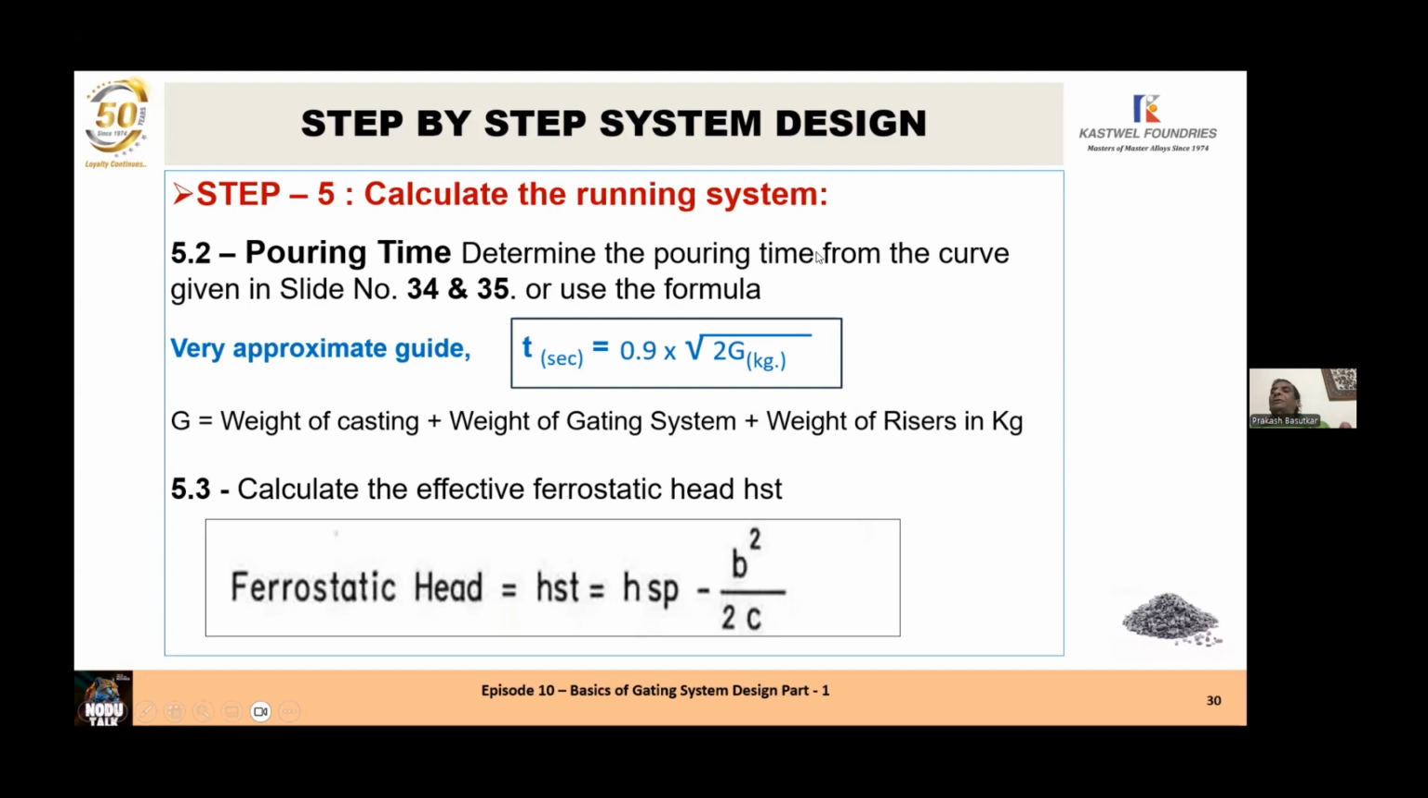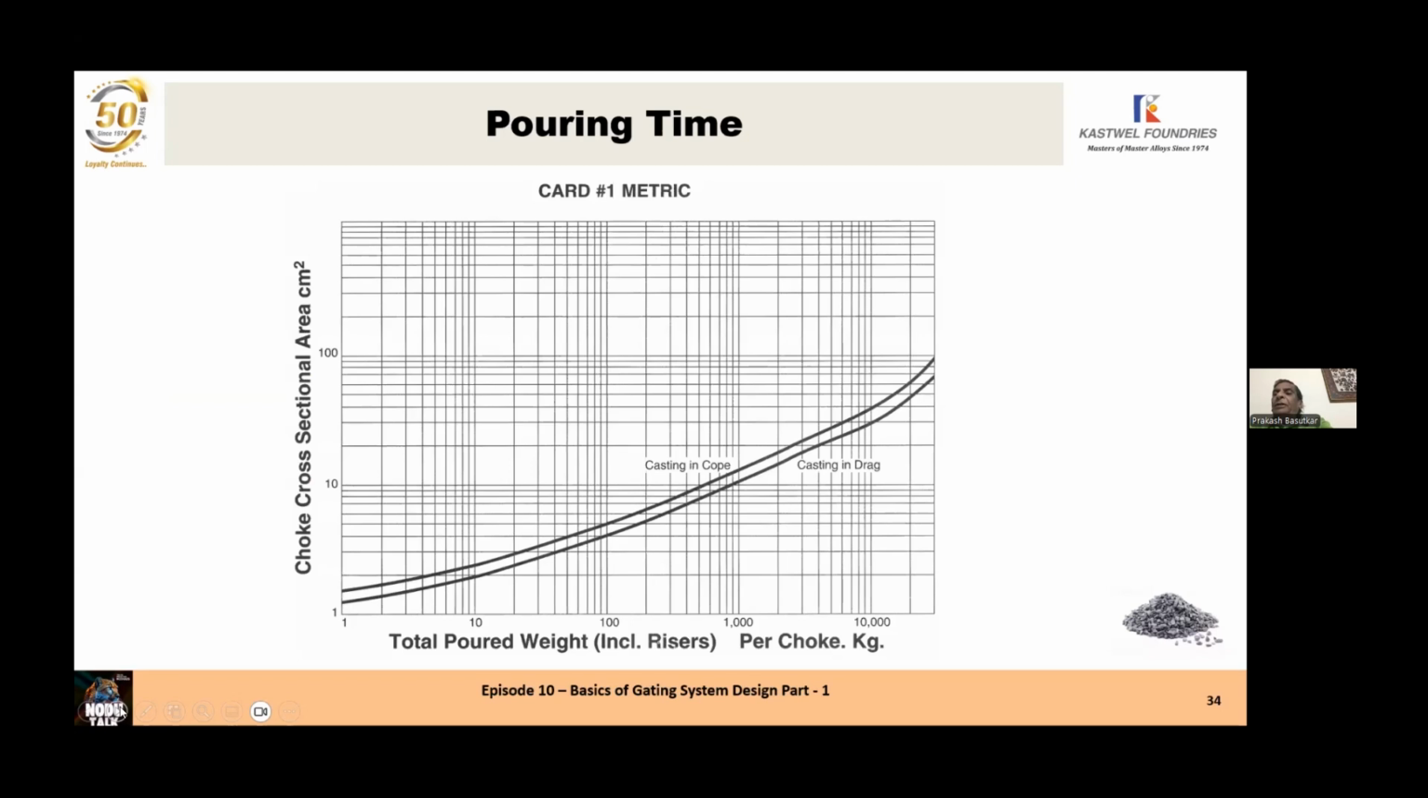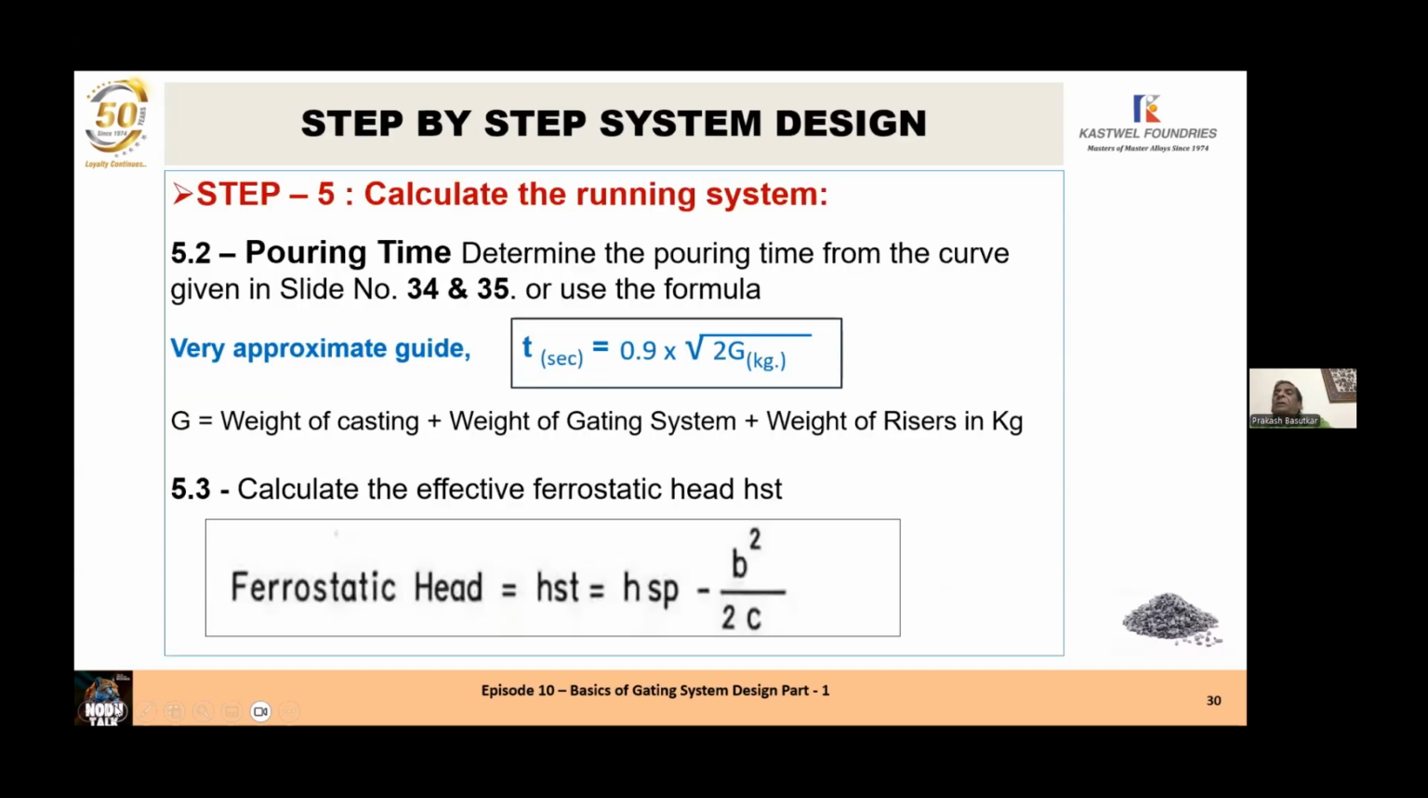Step 5 is to calculate the running system. First, we have to find out the pouring time. Determine the pouring time. We are giving you two curves on slides 34 and 35 below. We'll go there. You can determine the pouring time or the choke area from these two curves. One is the metric. So we determine the pouring time.